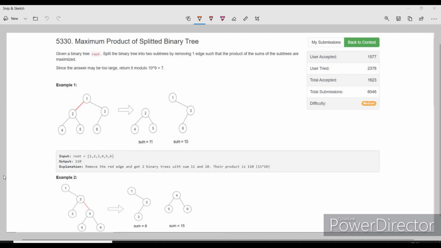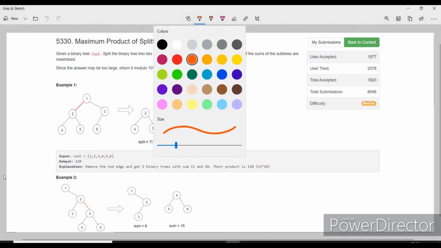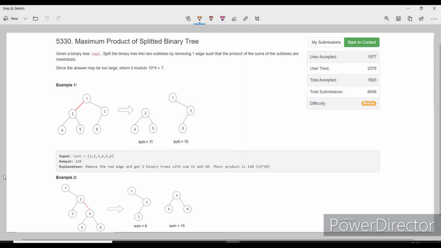Hello, this is problem number 3 of contest 174. Here we are given a binary tree and we have to split the binary tree into two parts and take separately the sum of each part and then multiply it. So we have to maximize the product.